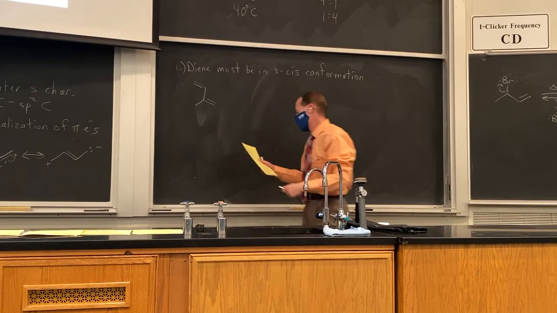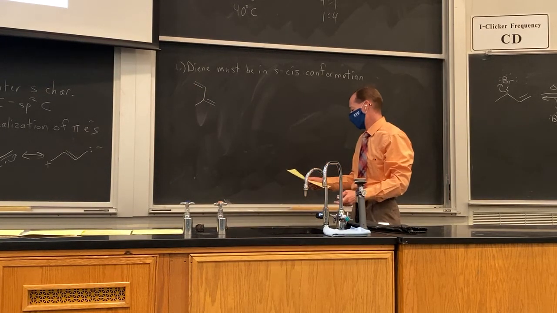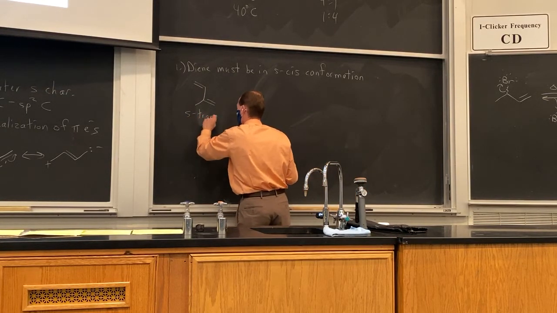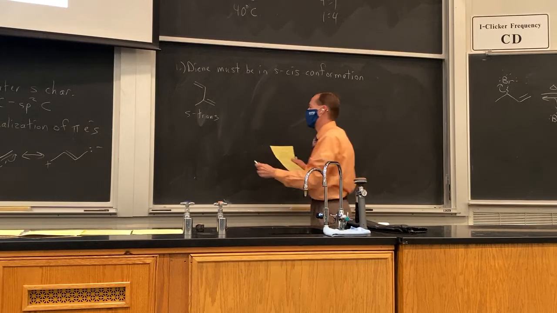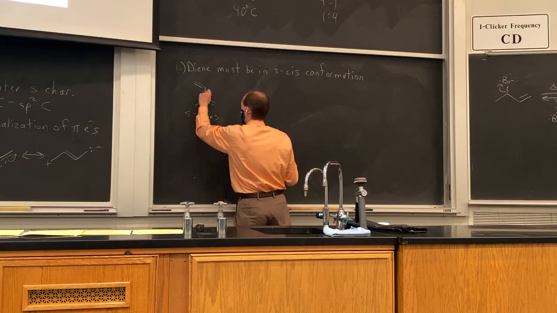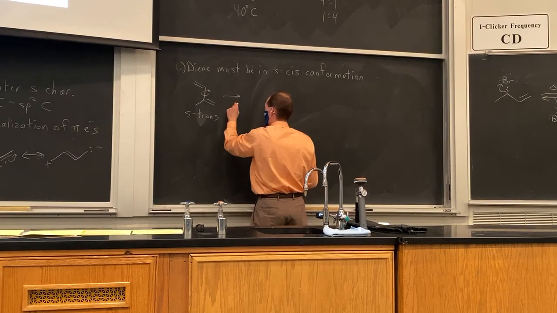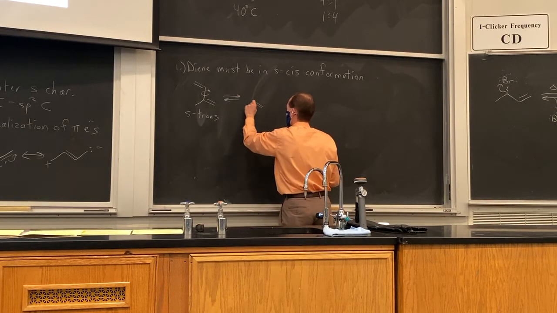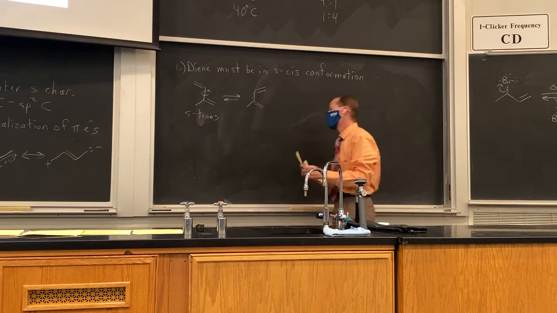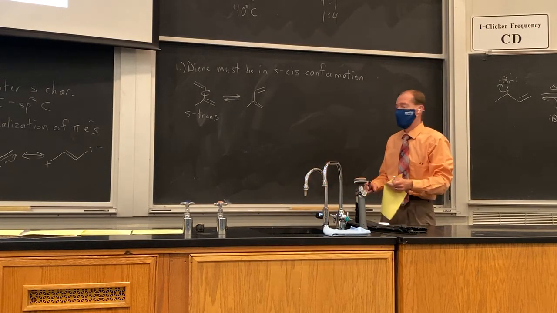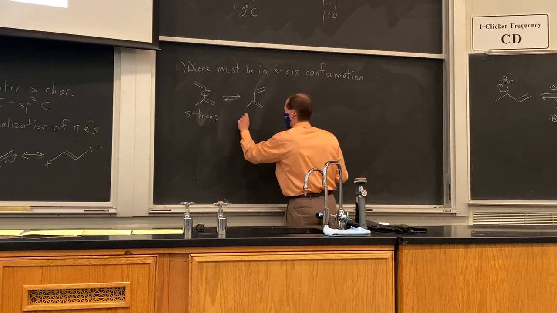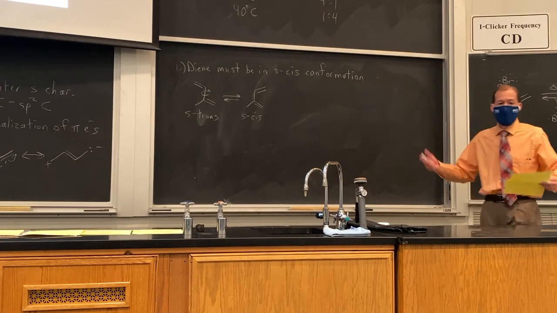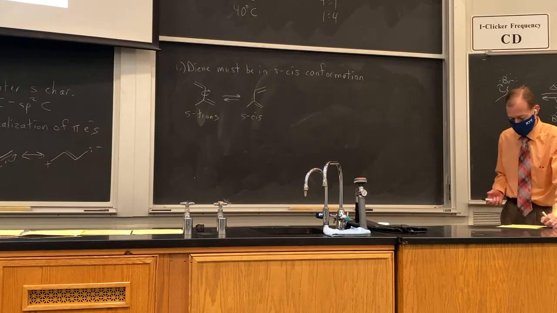So this would be an S-trans conformation, and the diene cannot react in a Diels-Alder reaction if it is S-trans. But an acyclic diene is able to rotate. There would be an equilibrium here between these two conformations, but it's able to rotate about the carbon-carbon sigma bond and rotate into the other planar conjugated conformation, the S-cis conformation.